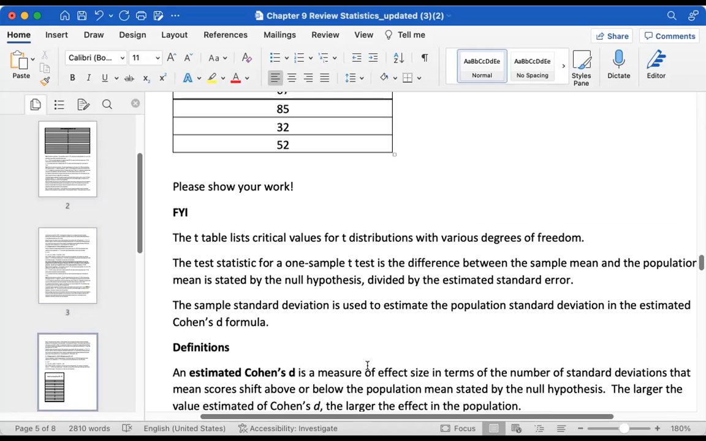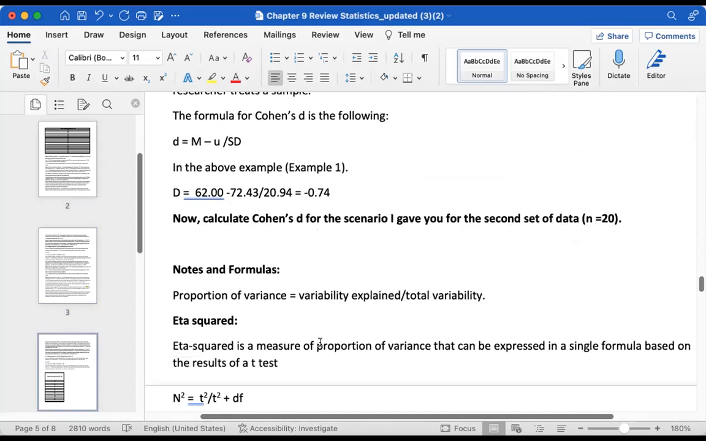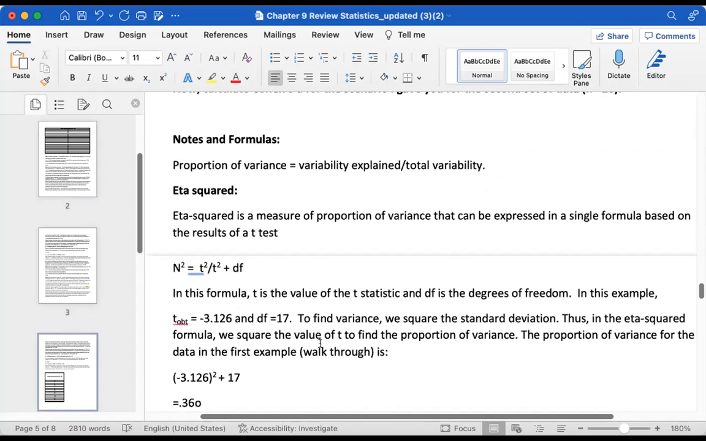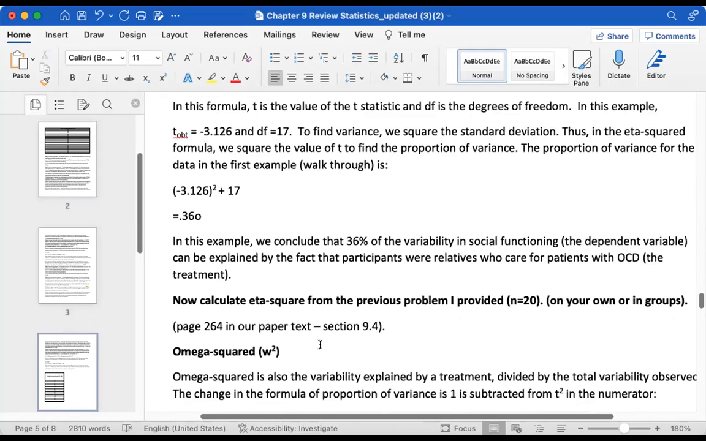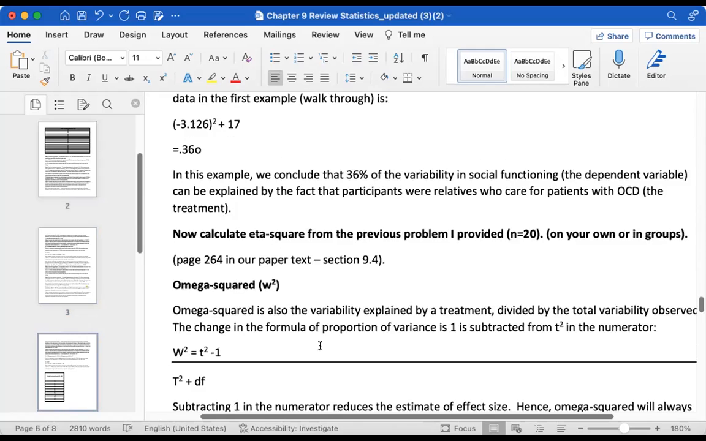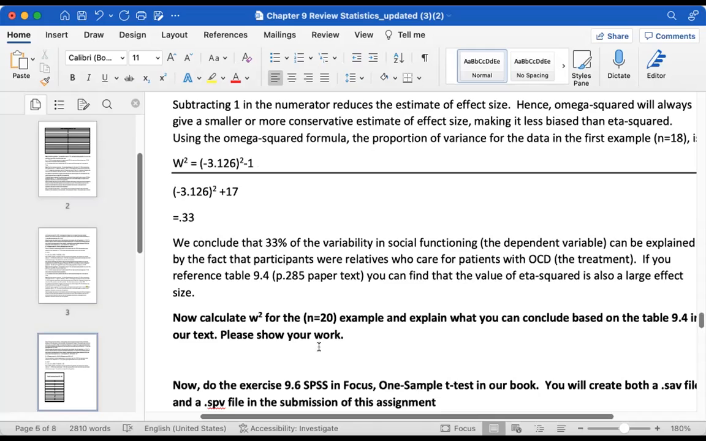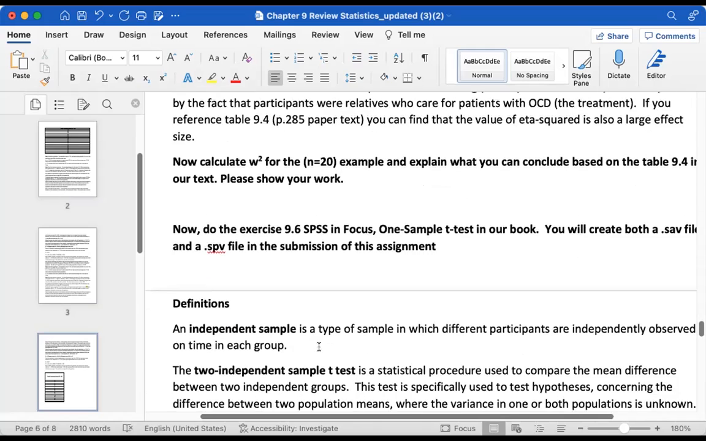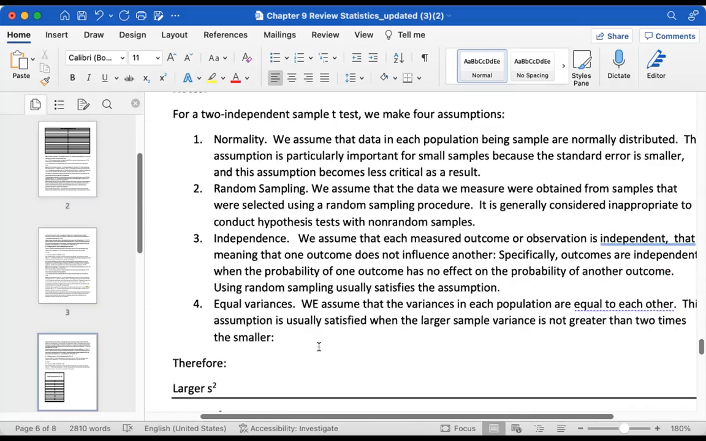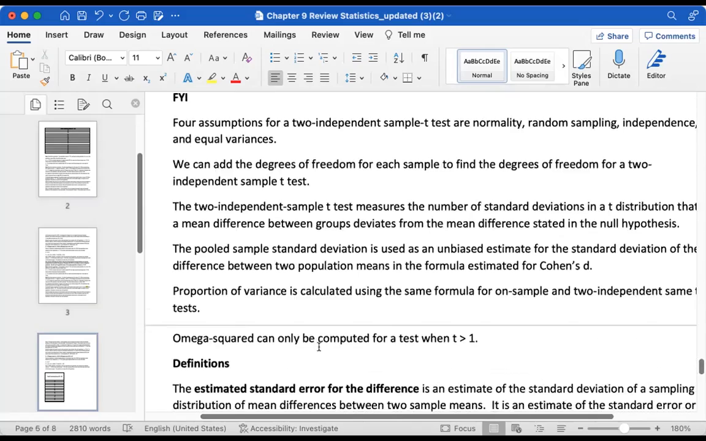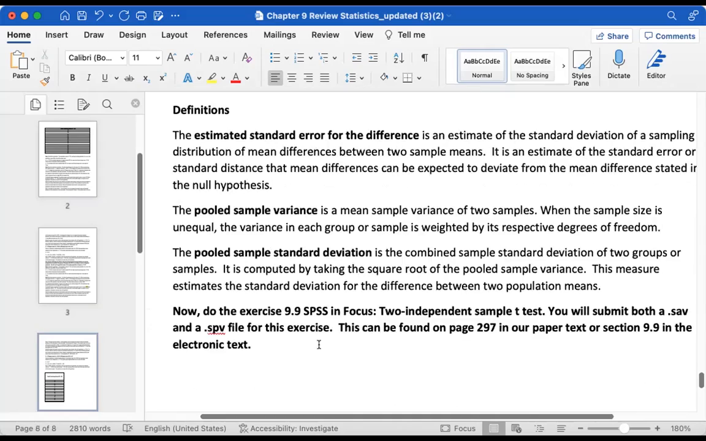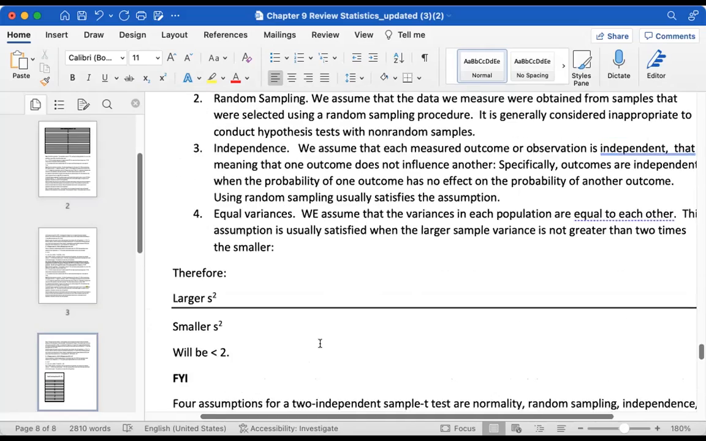Ready for the next thing? For Cohen's d, it gets easier. That was the hard part of chapter 9. We have about 2 more examples, and then we calculate. Then we do the SPSS, and I think I just gave you some notes. We have a few more examples in SPSS.